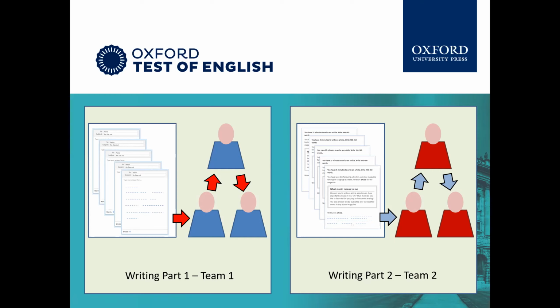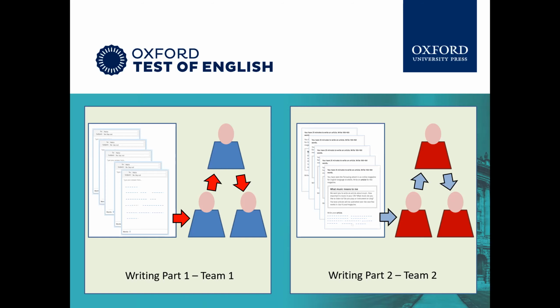Now, each team consists of 3 examiners. So your writing or your speaking may be marked by 1 or 2 or 3 examiners in the first team, and then the second part by 1 or 2 or 3 examiners in the second team. So both in speaking and in writing, your result is the evaluation made by between 2 and 6 examiners.